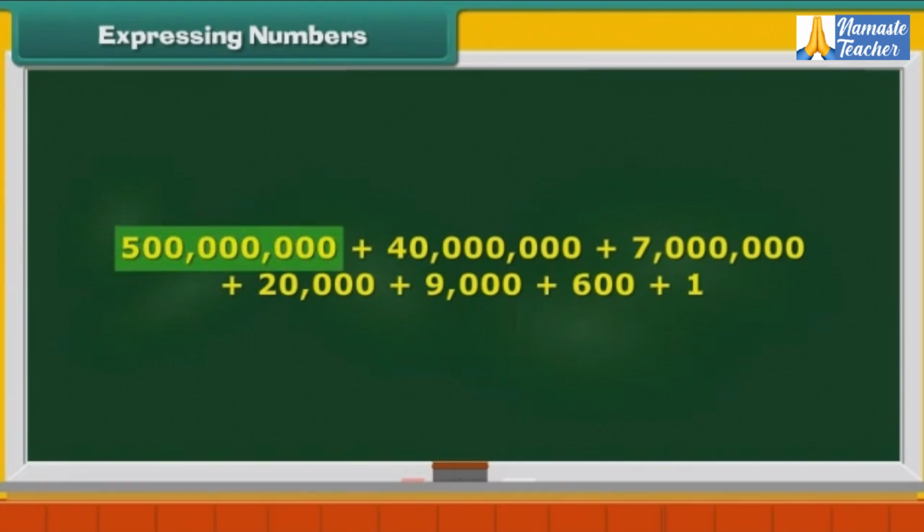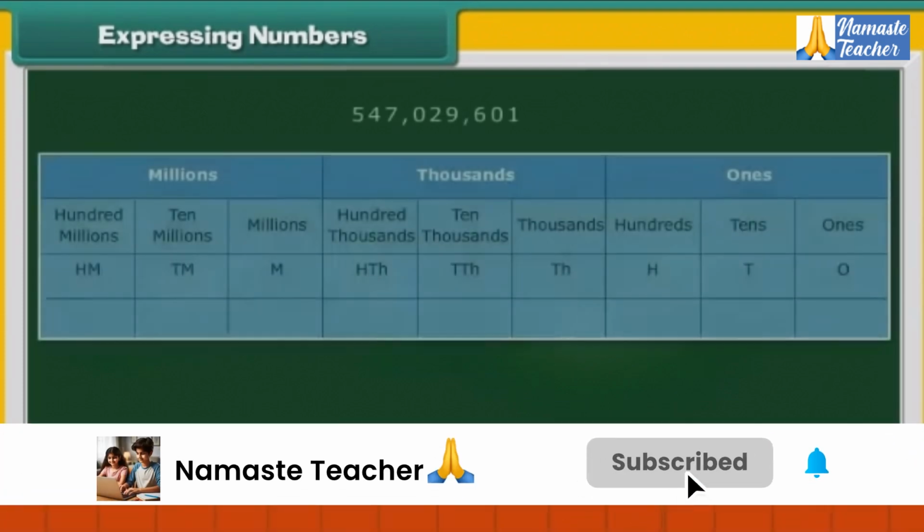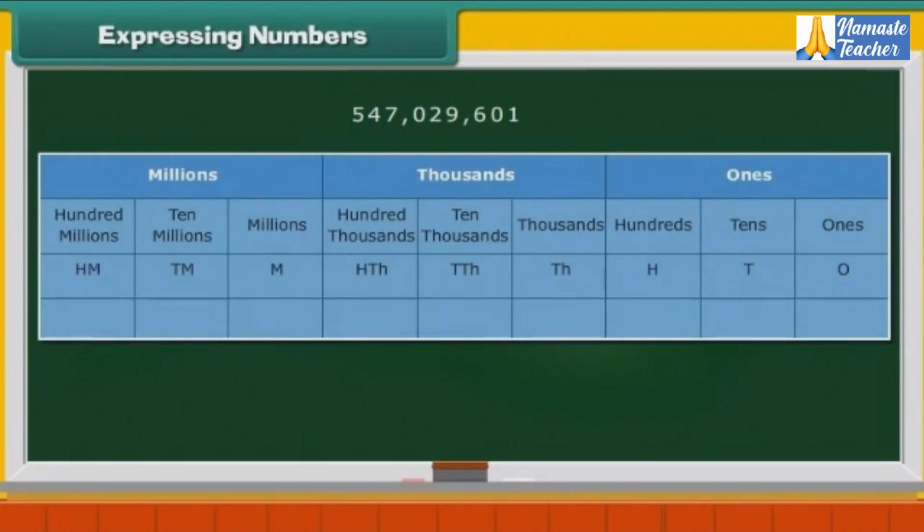Now look at this number expressed in expanded form. 50 crore plus 4 crore plus 70 lakh plus 20,000 plus 9,000 plus 600 plus 1. Let us express the number in standard form. The number belongs to the international system of numeration. Therefore, draw the international place value chart.